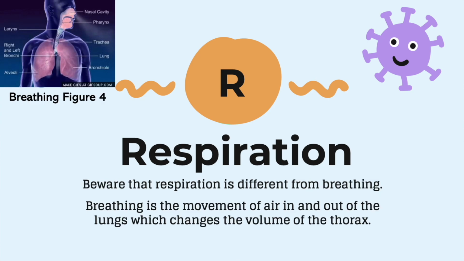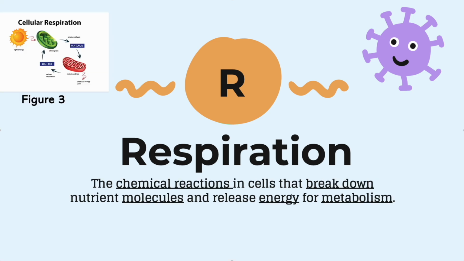Next is respiration, not breathing but cellular respiration. Breathing is the movement of air in and out of the lungs, which changes the volume of the thorax, as shown in the figure on the upper left. Meanwhile, respiration is the set of chemical reactions in our cells that release energy from nutrients. Without this, metabolism couldn't happen. And a fun fact is that plants do it too.